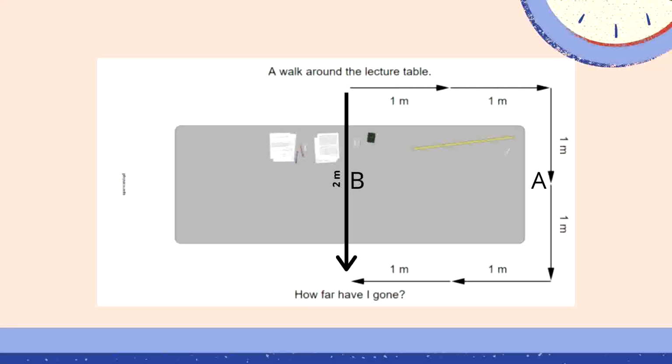Now, I have a question from this picture. How far have I gone? There are two ways to answer this question. A. If the question about distance, you can answer 6 meters. But if the question about displacement, you can answer this 2 meters. This is the differences about distance and displacement.